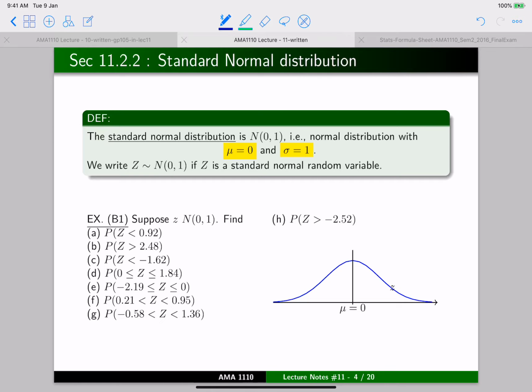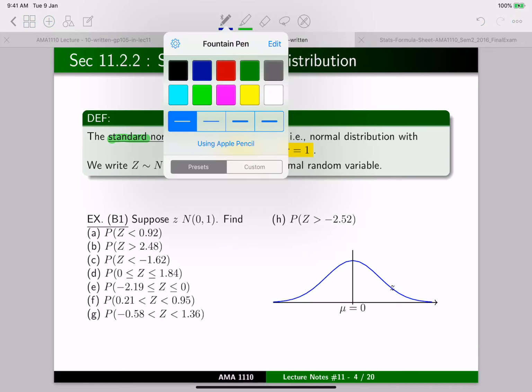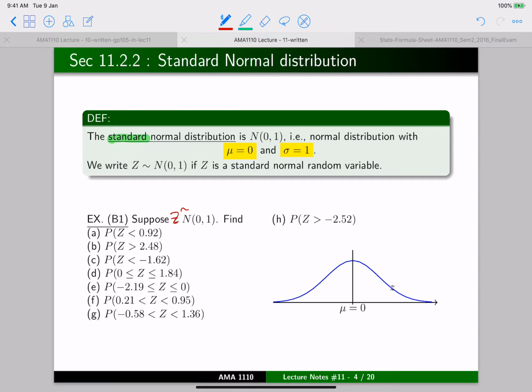By the way, we reserve the capital letter Z to denote a random variable that follows a standard normal distribution. So that means Z follows N(0,1). Now suppose Z follows a standard normal distribution. Let's find, for example, the probability that Z is less than 0.92, or that Z is greater than 2.48, and so on and so on.